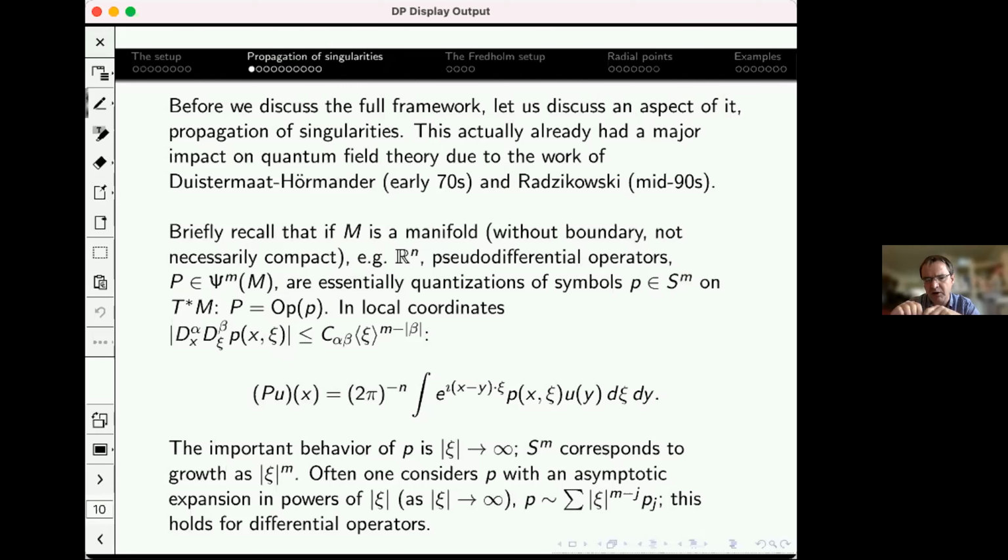Often this is not really needed, but maybe it's a bit more intuitive: often one considers symbols p which have an asymptotic expansion in psi as psi goes to infinity, where these p_j's, I should have said, are homogeneous of degree 0, at least asymptotically. So I think we have a statement like that on the next page.